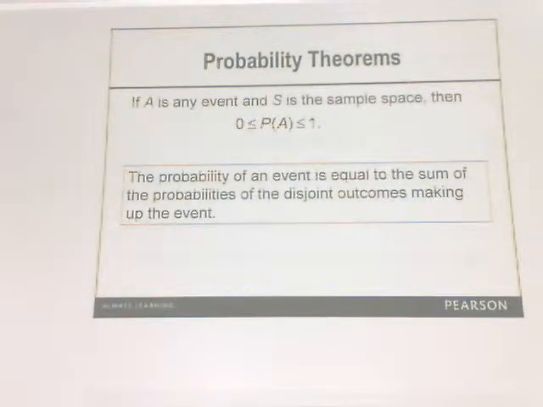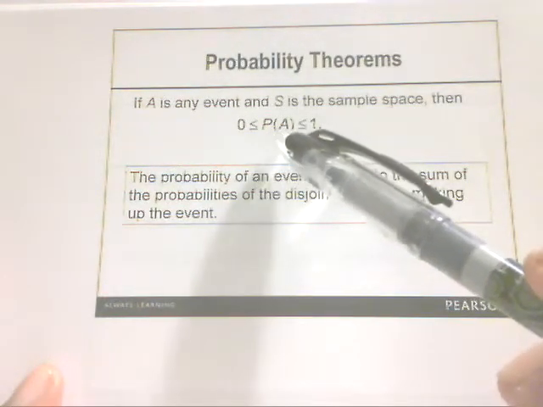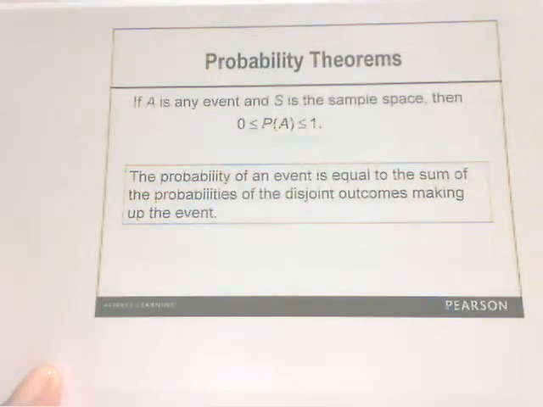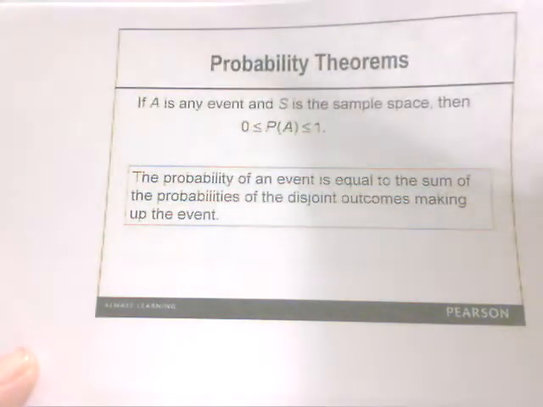Let's look at some probability theorems here. If A is any event and S is the sample space, then the probability of event A is always going to be a value between 0 and 1, and that does include 0 and 1. In other words, your probability cannot be less than 0, and cannot be greater than 1. The probability of an event is equal to the sum of the probabilities of the disjoint outcomes making up the event.